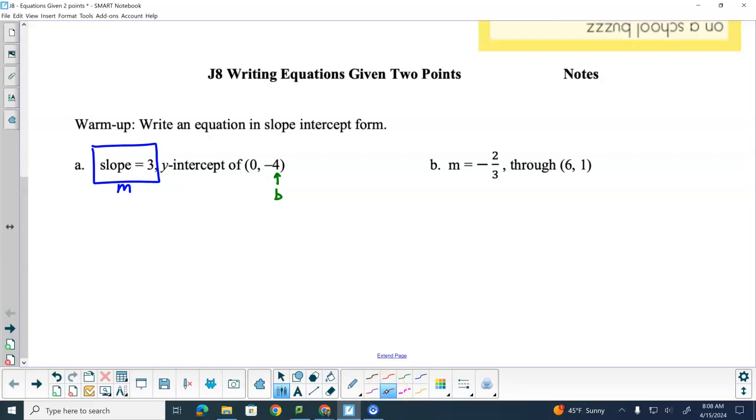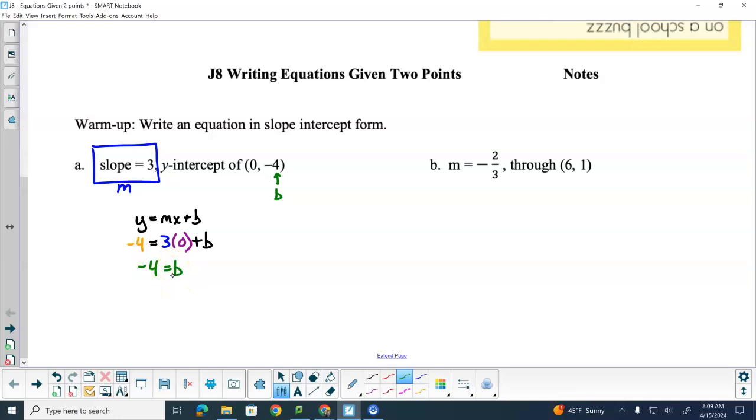-4 equals 3 times 0 plus b. So you went y equals mx plus b here, and then you went -4 equals 3 times 0 plus b. What do you get for b? I got -4. So then you get -4 that way as your b. That works too.